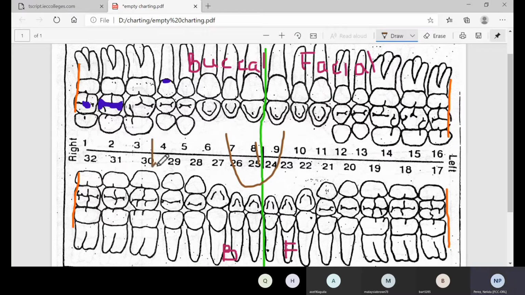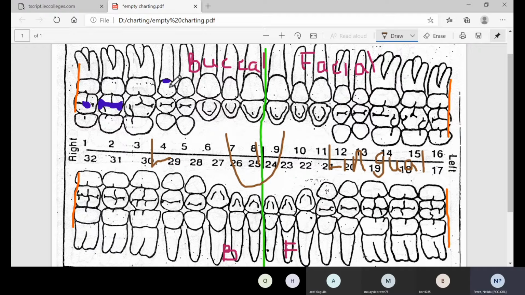Lingual. Good, lingual. So L is the abbreviation for lingual, L-I-N-G-U-A-L. Okay. So now we've gone pretty much through all the surfaces. There's one surface missing, but we'll talk about it a little bit later on. So coming back to number 4, this was a buccal or facial, whichever one you wrote, amalgam filling.